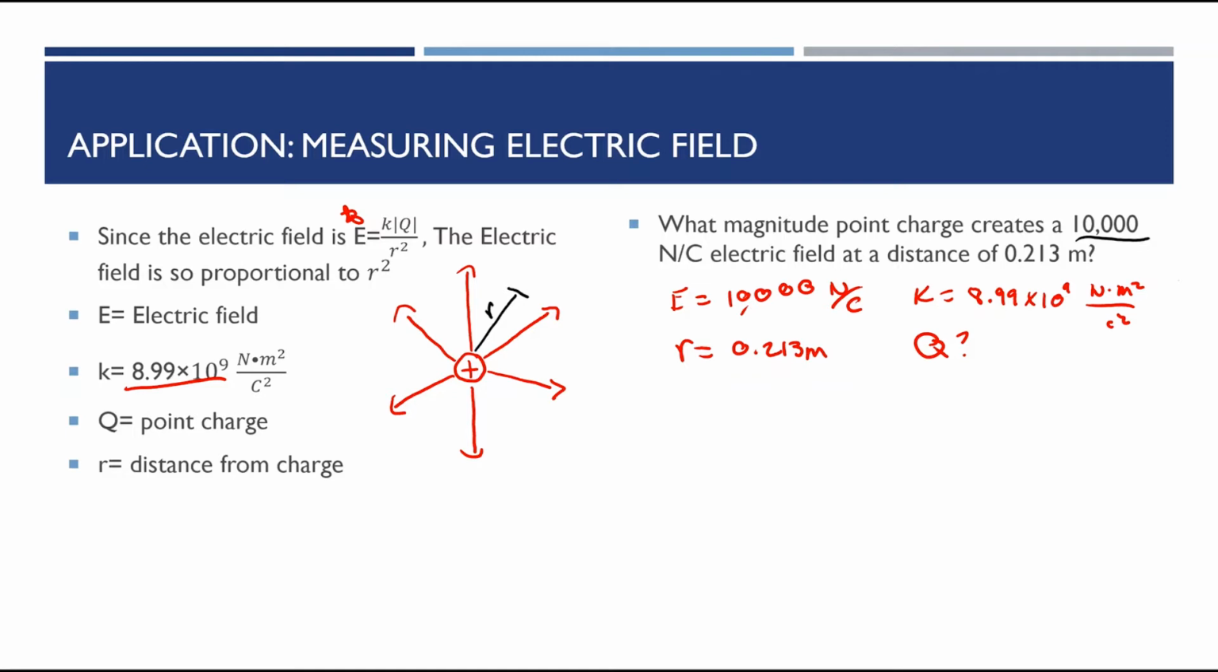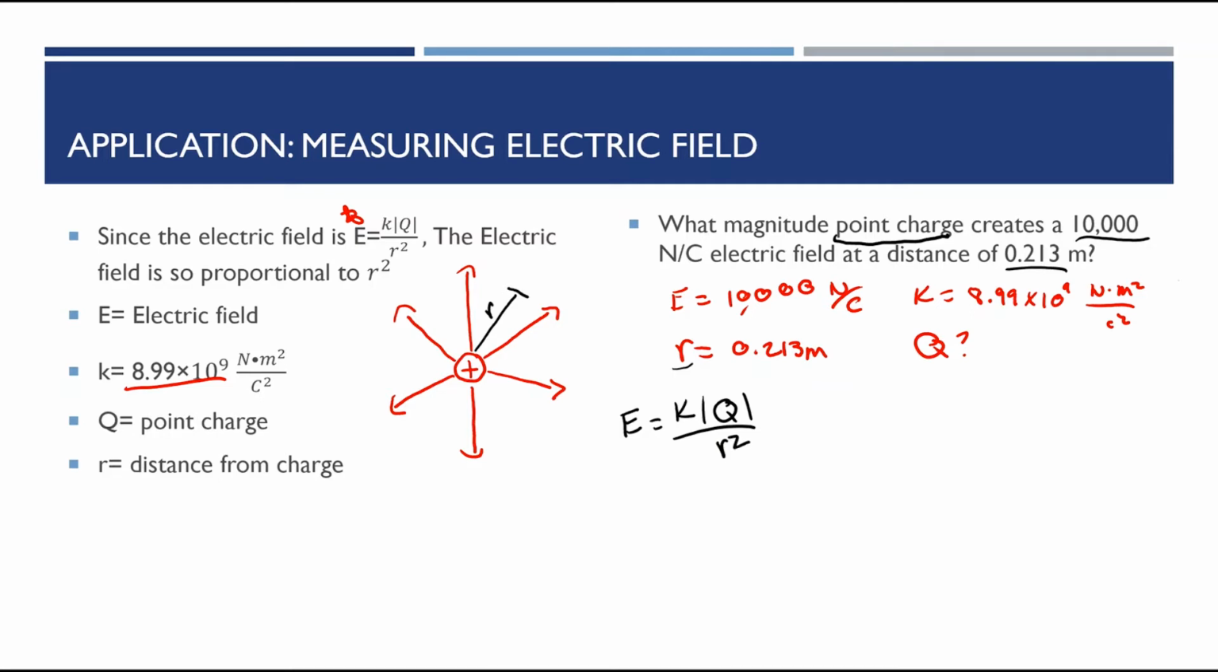So I have this practice problem here, and it asks what magnitude point charge creates a 10,000 newtons per coulomb electric field at a distance of 0.213 meters. So I have my electric field that's given to me as 10,000 newtons per coulomb. We're also given our distance, our R, which is 0.213 meters. And then we also know our K, because that's our constant. So we're trying to find what the point charge is. So I write down our equation here. E equals K, absolute value of Q over R squared.